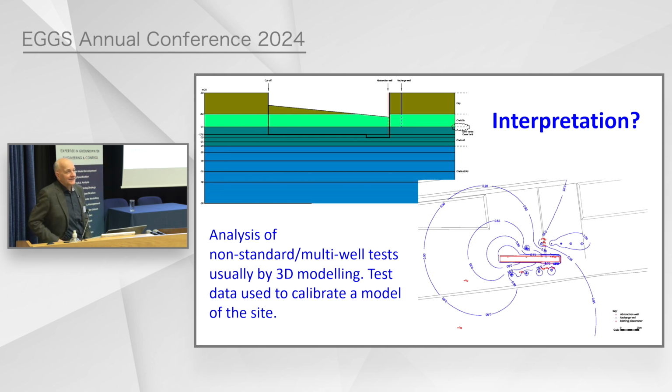So how do we analyze these non-standard pump tests? How do we interpret the results? The only real way of doing it is modeling it. So we get our conceptual model, we model the pump test, and we use the data from the pump test to calibrate the model. And if we've designed our pump test correctly, that should tell us most of the key parameters that we need to know. And then we can use the same calibrated model as the basis for the design for the system.